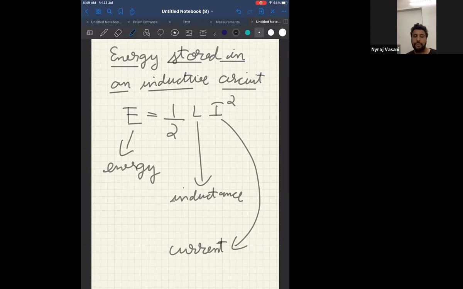Is it clear? So we have done four formulae. One is inductor in series, one is inductor in parallel, one is relation between inductance and flux, and one is energy stored in an inductive circuit.